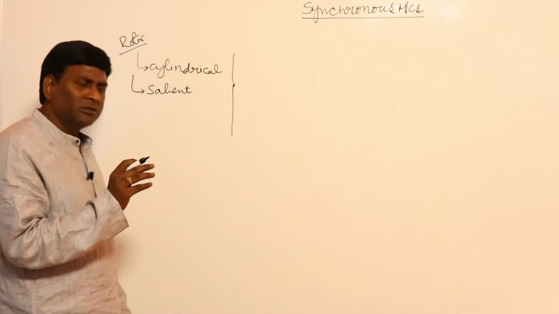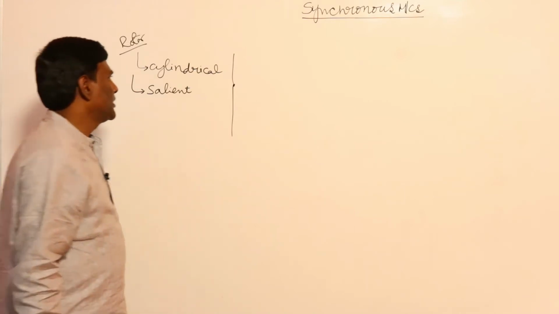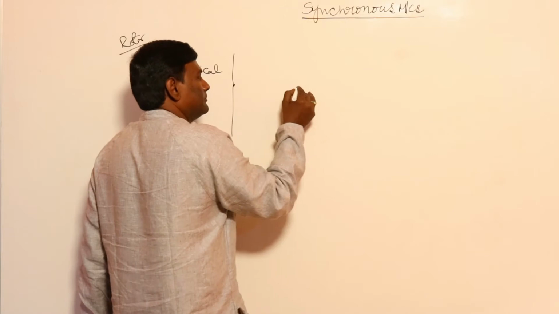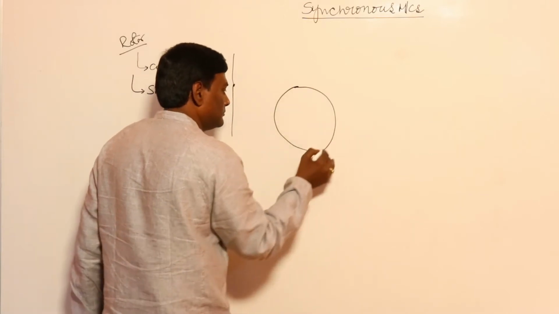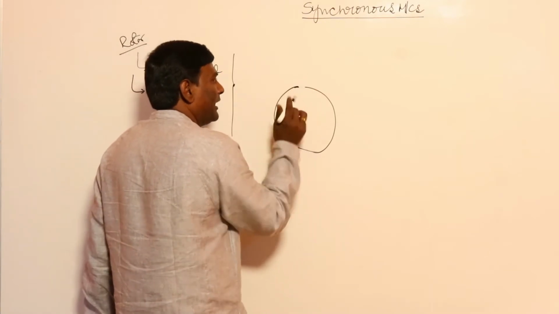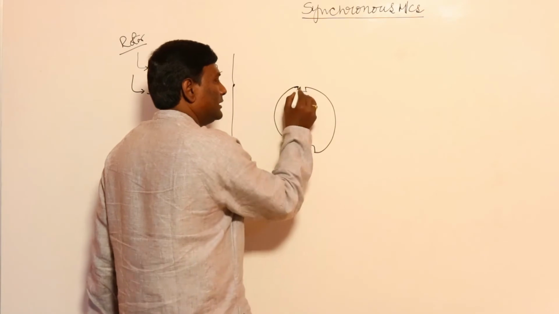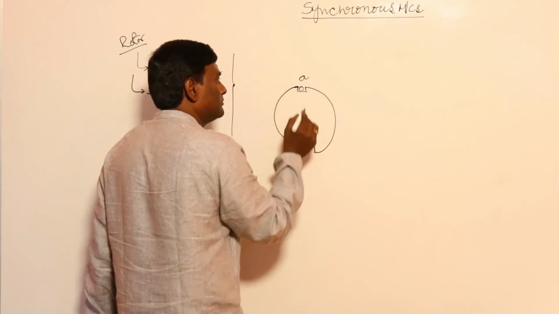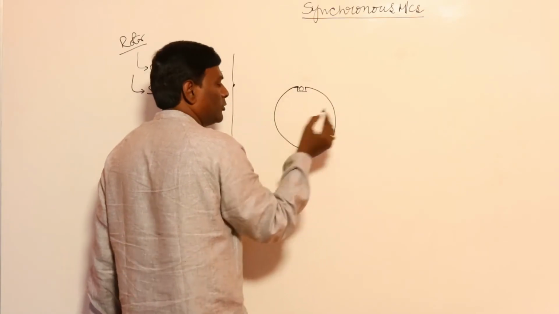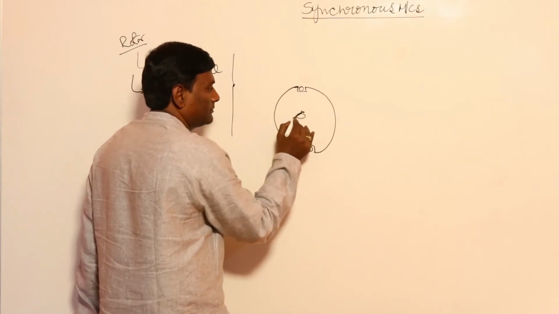Questions cannot come from here, problems cannot come from here. Let me cover it very soon. If it is a cylindrical rotor, for example, if I have two slots here, this is going to be A, this is going to be one conductor, this is going to be another conductor, and this is the rotor.